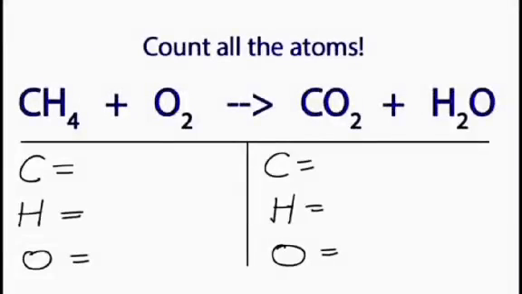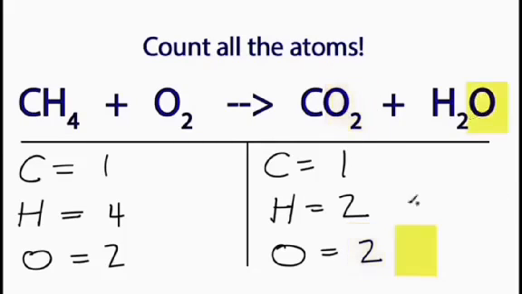Let's wrap up with one that sometimes gives people problems. So we can see we have 1 carbon, 4 hydrogens, and 2 oxygens. Easy. Over here we have 1 carbon, and then we have 2 oxygens, and then we have 2 hydrogens. But be careful, we have to count this oxygen over here as well. So we have 2 plus 1, that will give us 3 total oxygens.